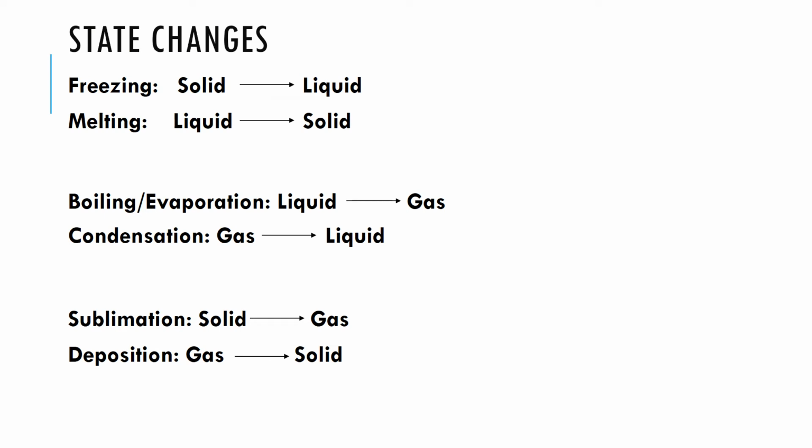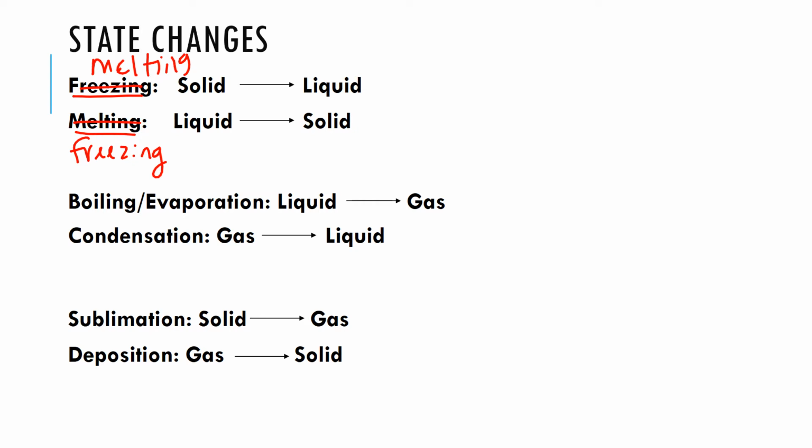So let's actually look at these state changes and their names. First, we have freezing and melting. We know freezing is going from, oh, I got these backwards. So melting is going from solid to liquid, and freezing is going from liquid to solid. Okay, sorry about that. So if we look at melting, we're going from solid to liquid, right?